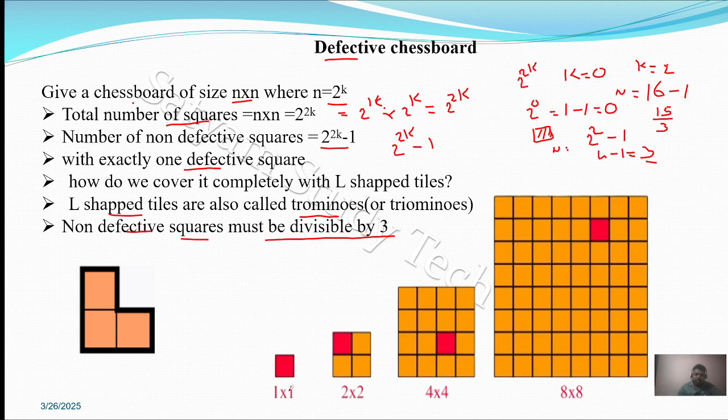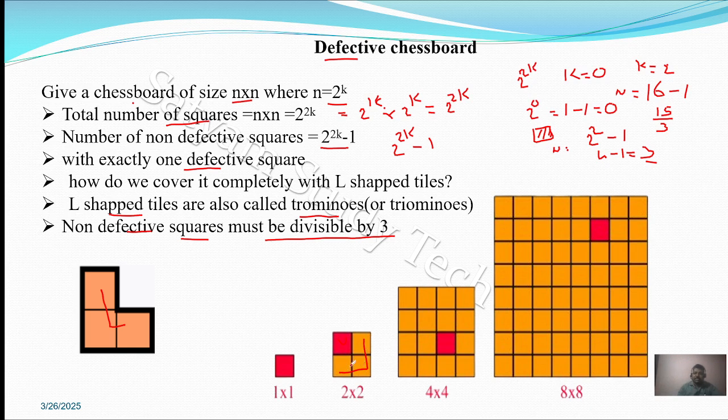For k equal to 0, this is a 1 by 1 chessboard, so only one defective cell is there and there are no non-defective cells. Here 2 by 2, there are 4 squares, and one of these 4 squares is the defective one. The remaining are non-defective, so you can fill them with the L-shape symbol like this. This symbol is called a tromino. So whatever non-defective cells are there in that chessboard, you can fill with this L-shape symbol.